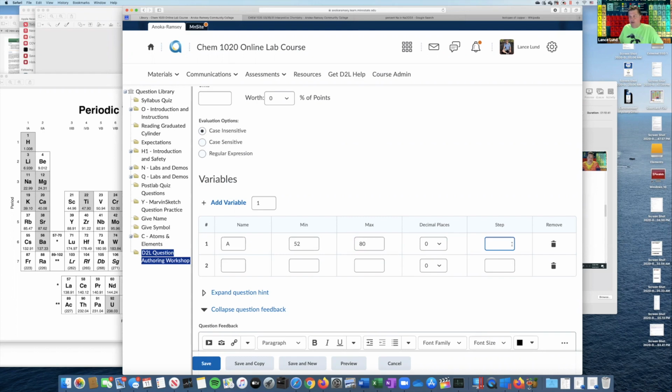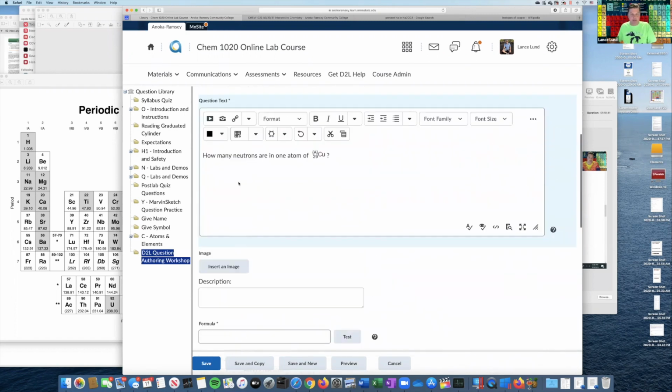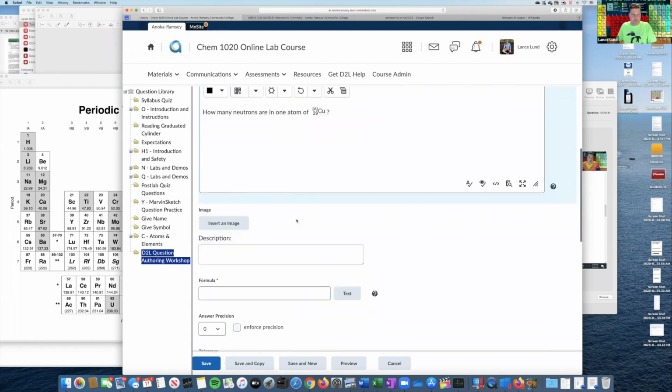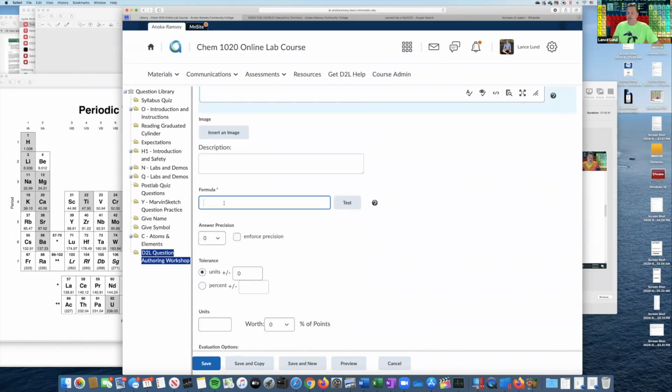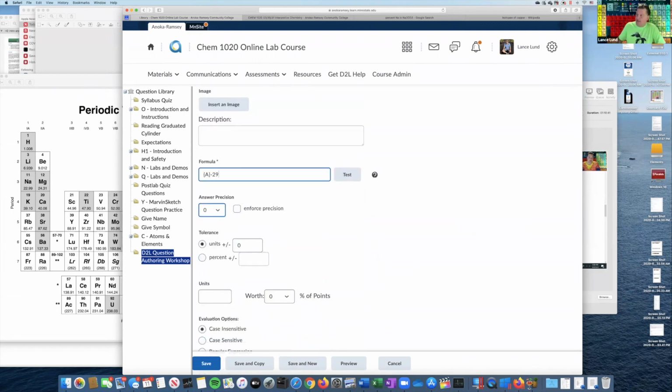And of course, if we want all the possible isotopes of copper, what step do we want to put in here? 1, very good. And then we want to put in a formula here. Of course we called this A. What would the formula be that would calculate the number of neutrons for us? A minus, what was it? Let's see, A minus, I gotta remember the number, 29. A minus 29 is the formula, great.